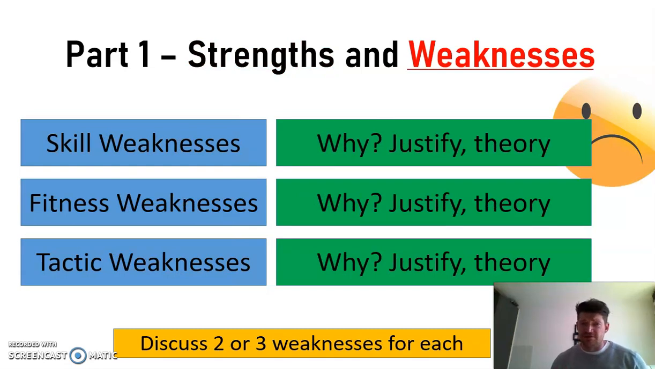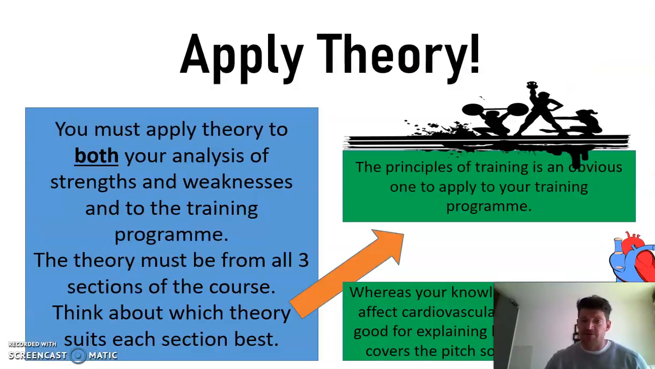And then same for weaknesses. So what are their weaknesses? What are their skill weakness, fitness weakness, tactic weakness, and discuss 2 or 3 for each of them, okay, in detail. Get as much theory in there as you can from each of the 3 sections, from physiology, from social cultural, and from psychology. It's really important that you apply theory.